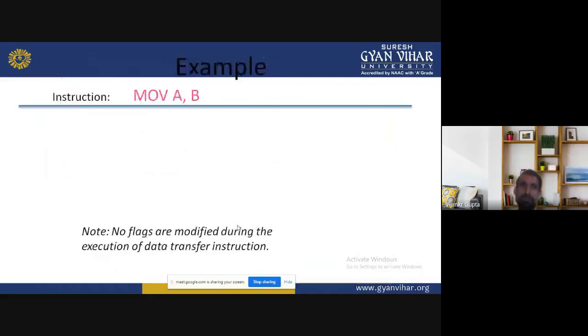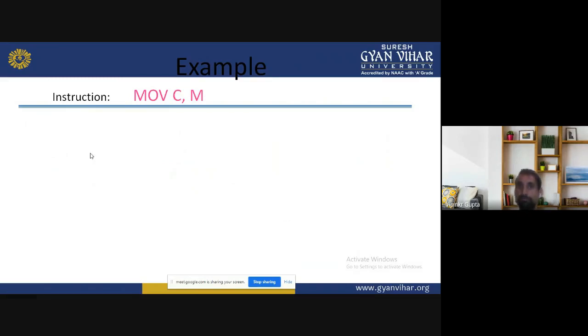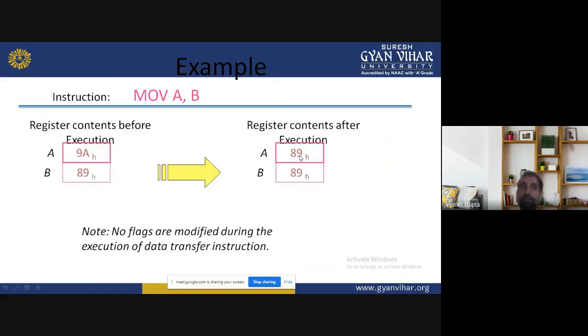Coming to the first example, move A comma B. It means whatever data is in the B register will be transferred into the A register. Suppose A has 9A, which is hex code, and B has 89H. So 89 will be transferred to A, overwriting 9A, and B is unchanged. In this group, flags are not affected.